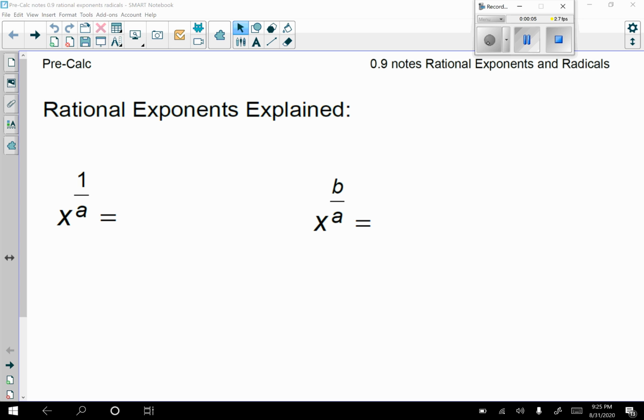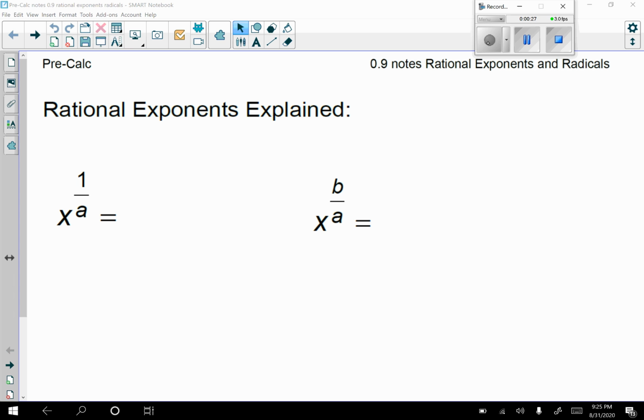Okay, here we go with 9 for pre-calculus, rational exponents and radicals. So some quick review first from what's in Algebra 2, and then we'll start messing around with these. So rational exponents explained.